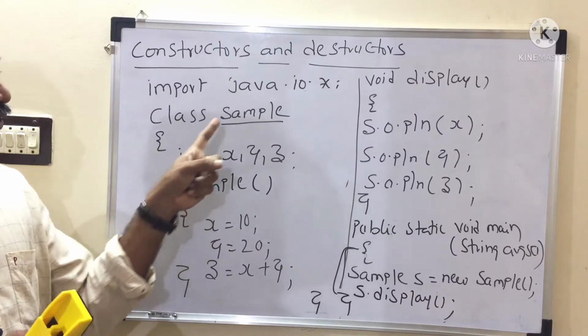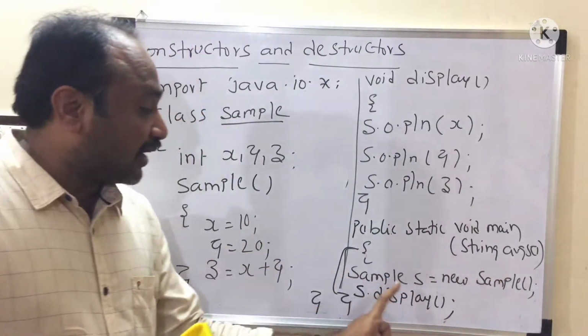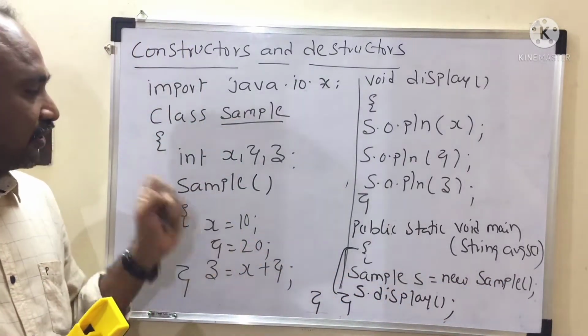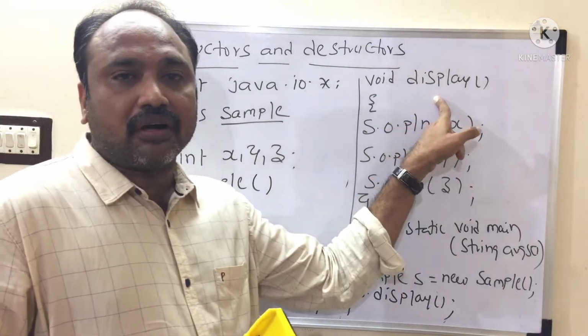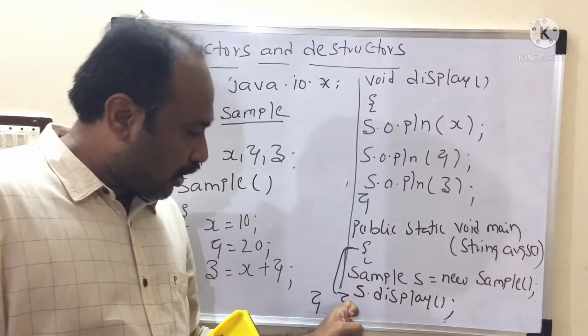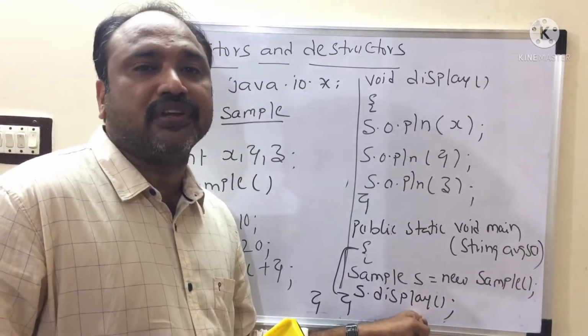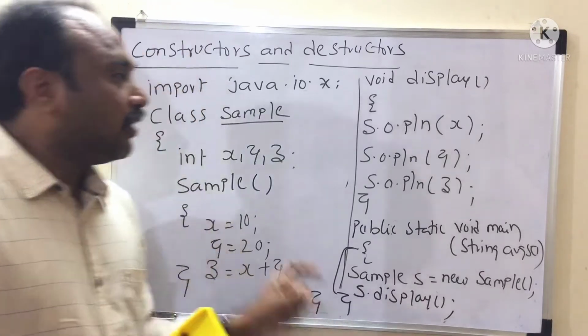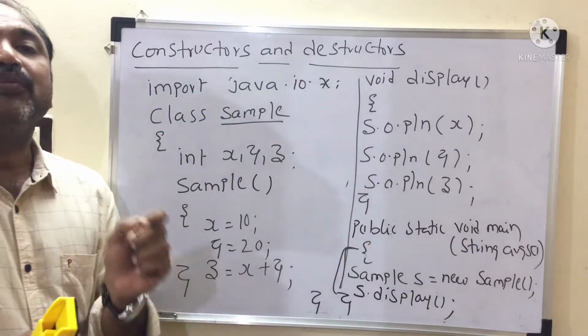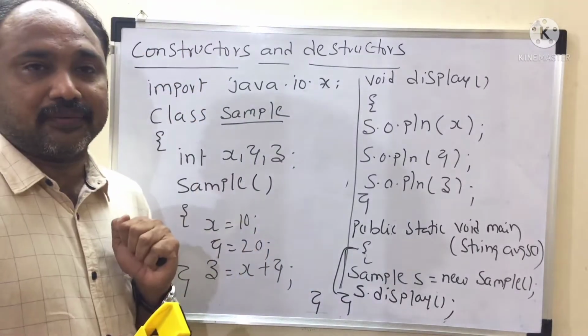Okay. To access the sample class data, I created an object, but I am not calling s dot sample. Being a constructor, it will be executed automatically. But display is not a constructor. We have to call it explicitly. Like this, we have to write a program using a constructor.